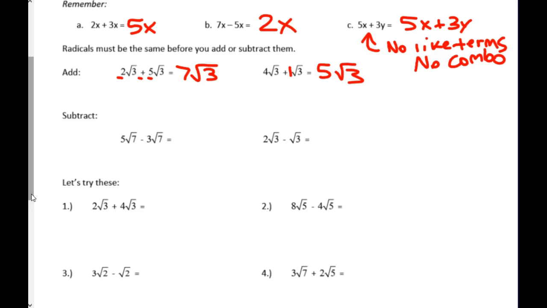All right, and let's do subtraction. So 5 minus 3 is what? 2 square root of what? 7. Don't mess with the number under the square root sign when you're adding and subtracting. It stays the same. Over here, subtraction, 2 square root of 3 minus 1 square root of 3 is what? 1 square root of 3, or just square root of 3. Okay. If you write the 1, that's fine. Okay, so let's try these.